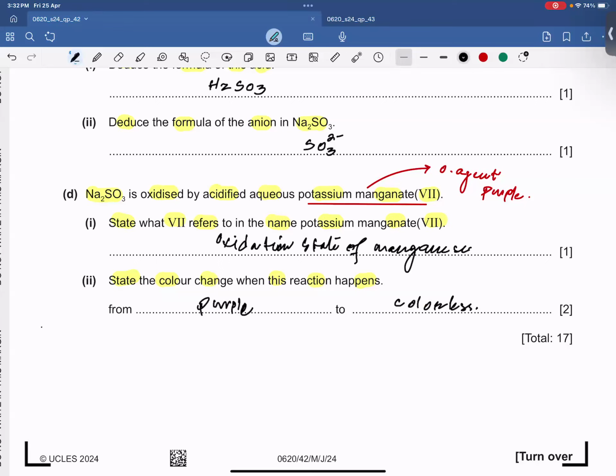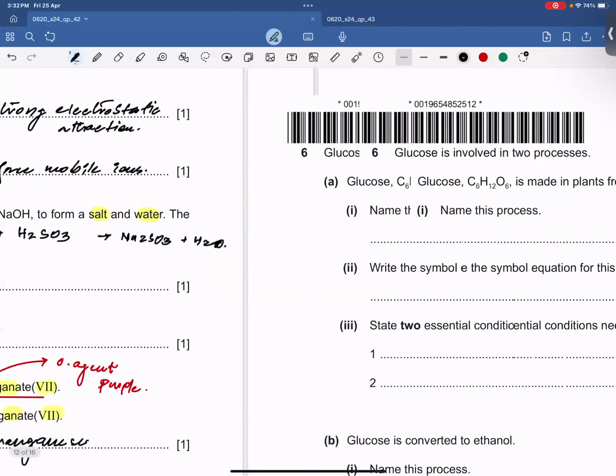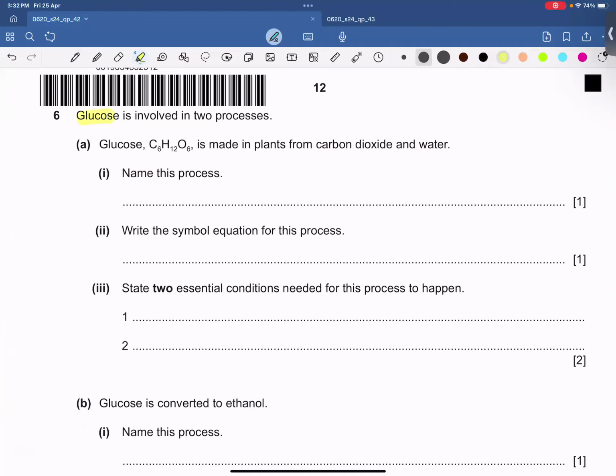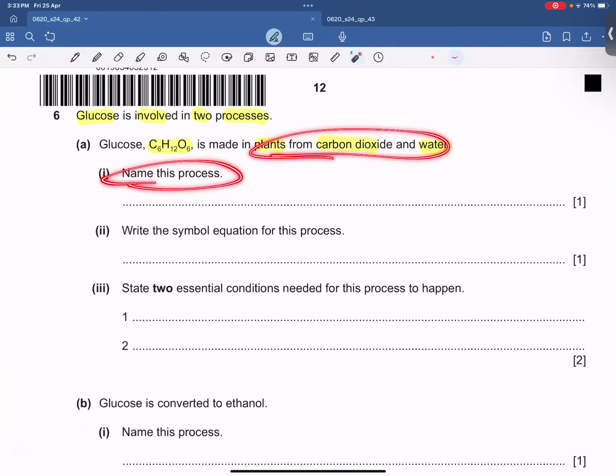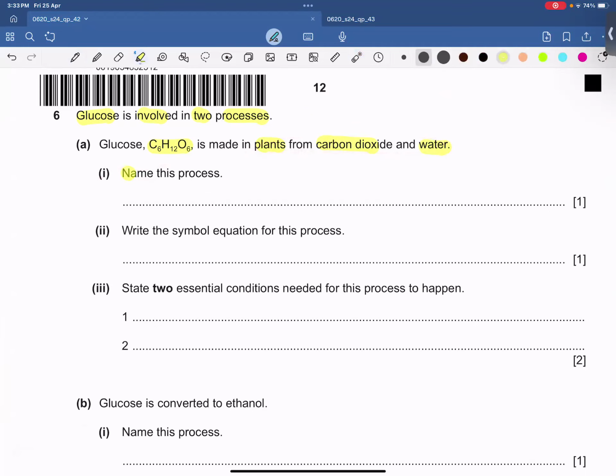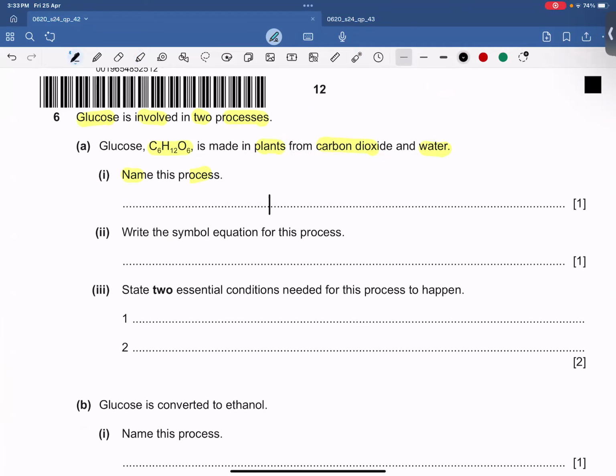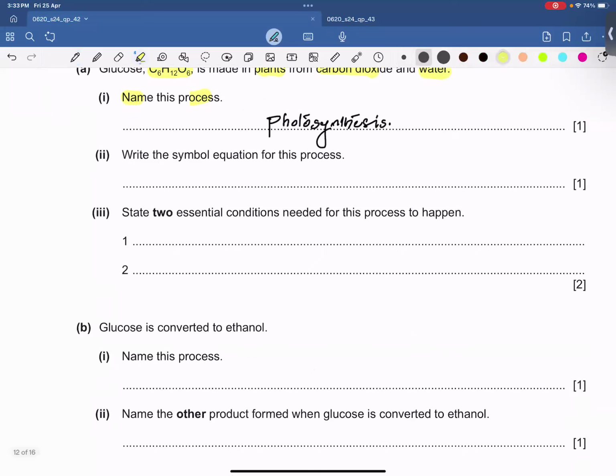Okay, now let's move on to the next question. Glucose is involved in two processes. Glucose, with a formula of C6H12O6, is made in plants from carbon dioxide and water. That process is called photosynthesis. Examiner is looking for the name of this particular process. Obviously, photosynthesis.